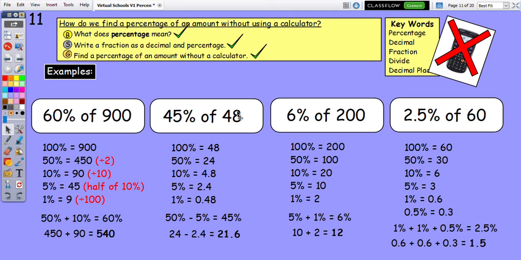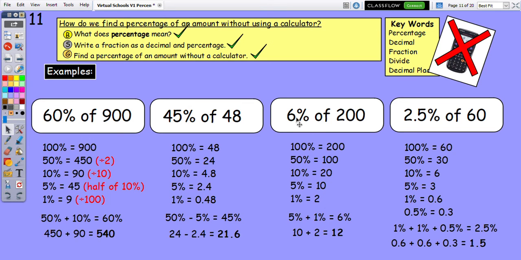Excellent. Okay, hopefully you at least were able to find 100%, 50%, 10%, 5%, 1%. Have a think about how we'd get 6%, and especially 2.5%. So looking at this question here, 6% of 200: 100% is 200, 50% is 100, 10% is 20, 5% is 10, 1% is 2.